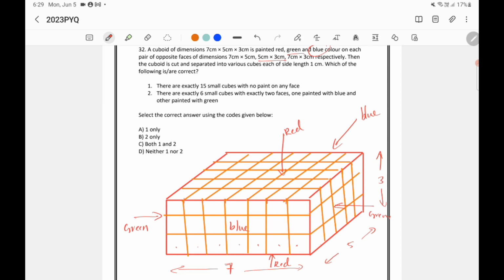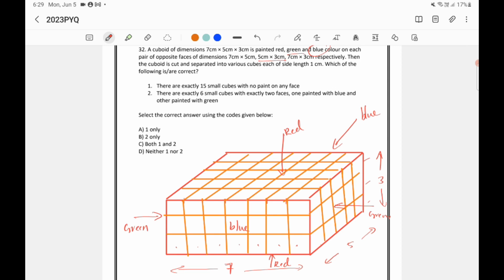Similarly, this side is 5 centimeter. It has to be cut into 5 parts. Then only each part will become 1 centimeter, right? Similarly, the height has to be divided into 3 parts. Then only it will become 1 centimeter each. Okay. Now, which of the following is correct? There are exactly 15 small cubes with no paint on any face.